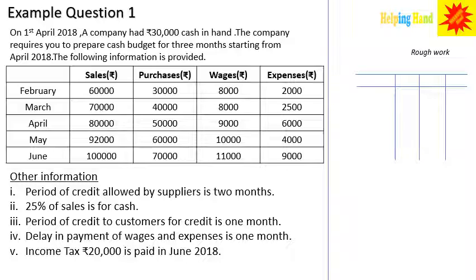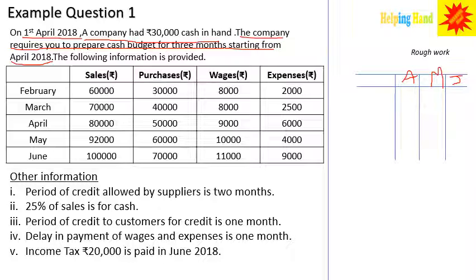Let us understand this with a simple example. A company has 30,000 in cash in hand on 1st April 2018. The company requires you to prepare a cash budget for 3 months. So when they say 3 months, starting from April 2018, we should include April, May and June. This is just a rough work which I'm going to do. In the further part of the video, you will have the actual solution.